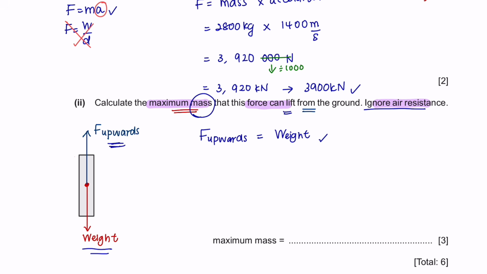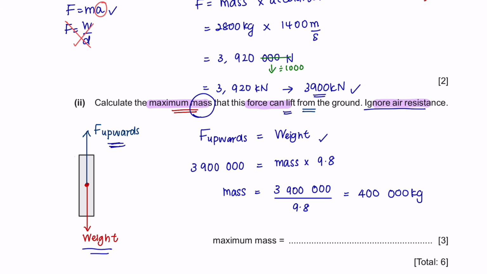The force acting upwards has been determined from part 1. And weight equals mass times gravitational acceleration, which is 9.8 meters per second squared. So we'll just rearrange this formula, and this will give us a maximum mass of 400,000 kilograms. You can leave your answer like this or change it in standard form, which would be 4.0 times 10 to the power of 5 kilograms.